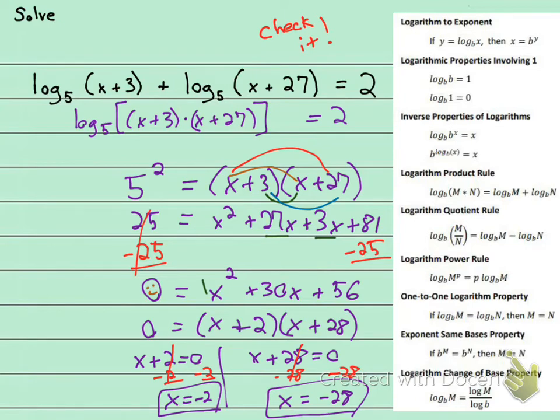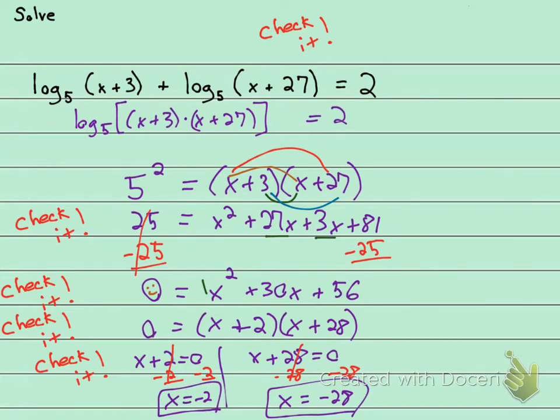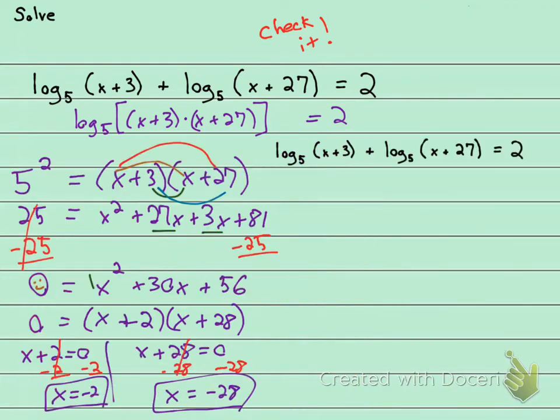Now, because it's a logarithmic function and I have a domain restriction, I need to check it. That's right, I need to check it. So let me come over here and I am going to check both of these. All right, now I know that -2 is going to check, it's going to work out, and -28 is not going to work out. So I'm going to show you why we have to throw this one away, and then in a separate video I will do the full check of -2.